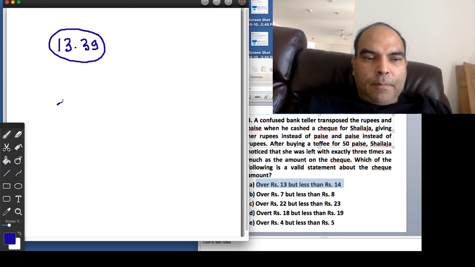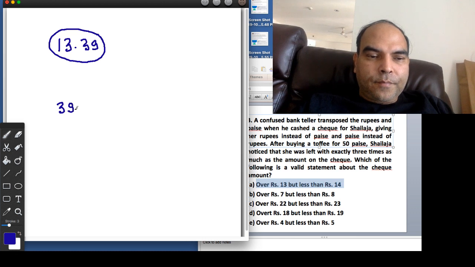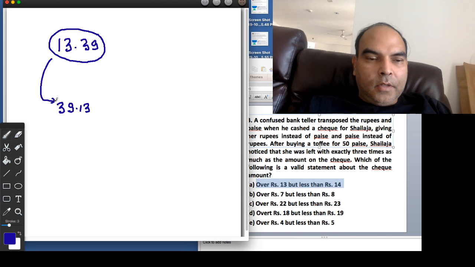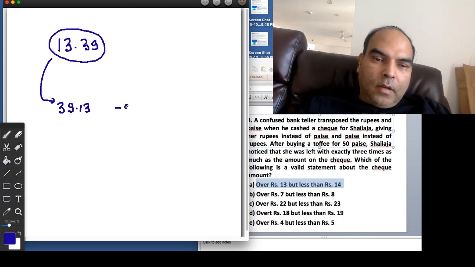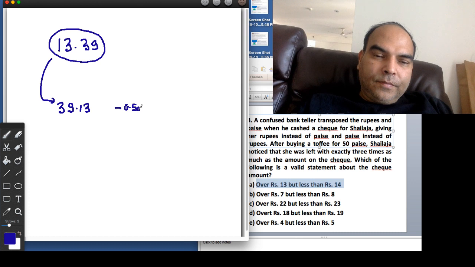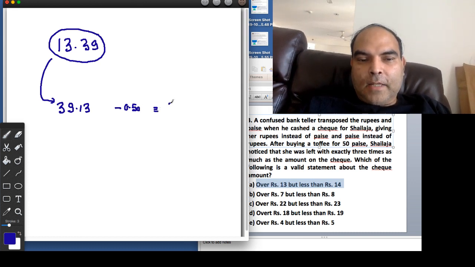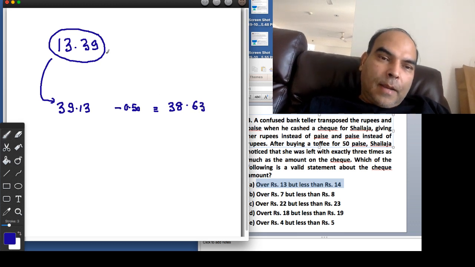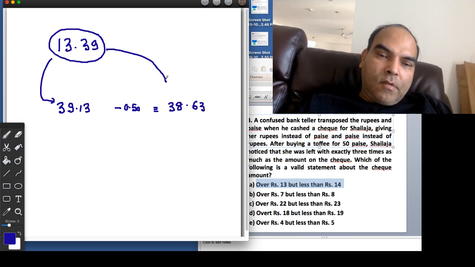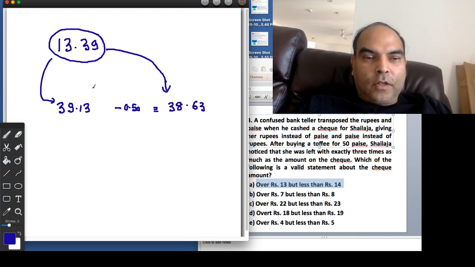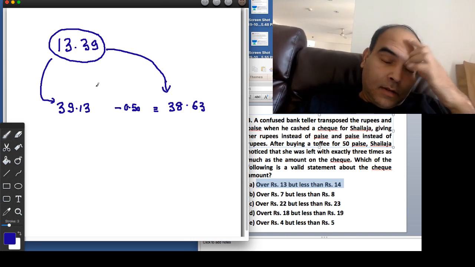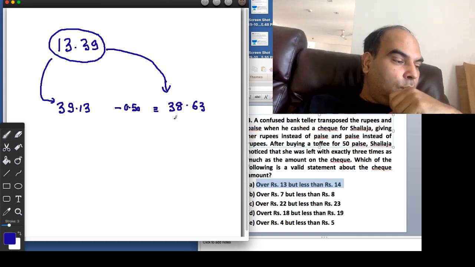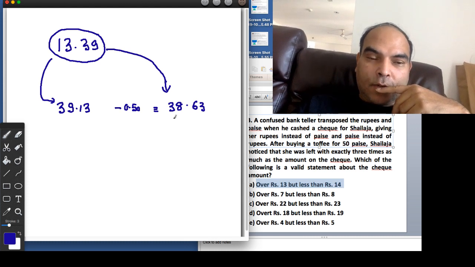So 13.39 becoming 39.13. That's fine. And subtracting 50 paise, and this becomes 38.63. It can be evidently seen that basically by default 13.39, 39.13, this is outside range. But since you have done the numbers, you should also try to look for more logic so that the other numbers can be checked quicker.